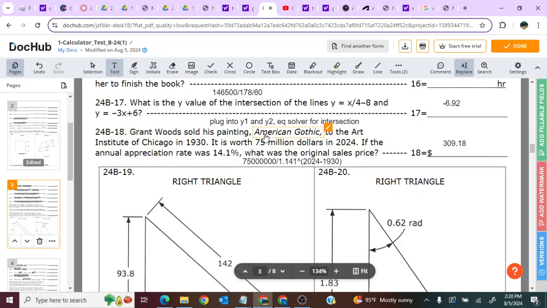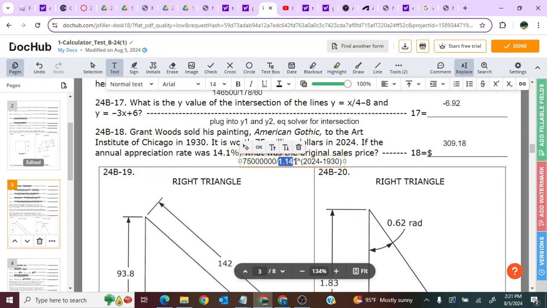Grant Wood sold his painting, American Gothic, to the Art Institute of Chicago for $75 million. Annual appreciation rate, that was the original sales price. Well, each year that passed by multiplied it by 1.141. So to counteract that, you have to divide it by 1.141 now. And you have to do that the amount of times it's incremented, and that's equivalent to the amount of years that have gone by. So 2024 minus 1930. You do that, round to the nearest cent because it's a money problem, and you get $309.18.